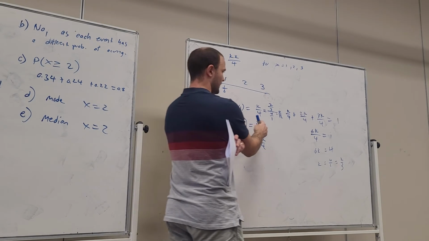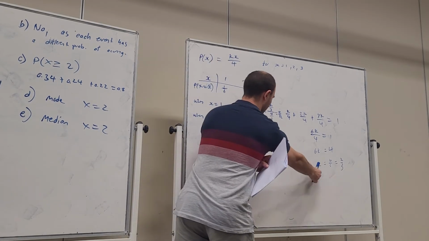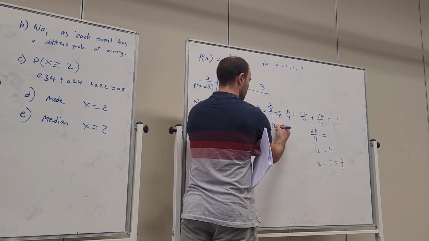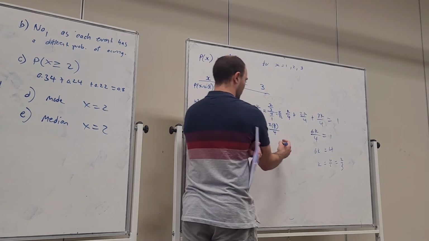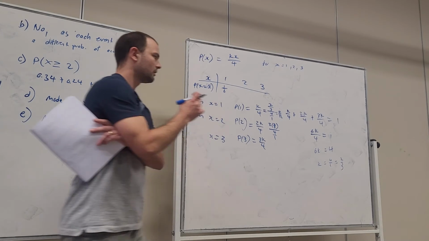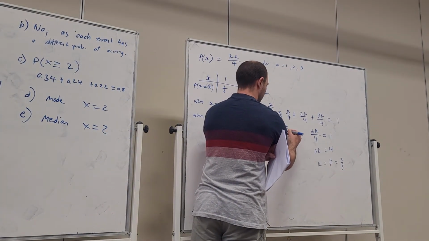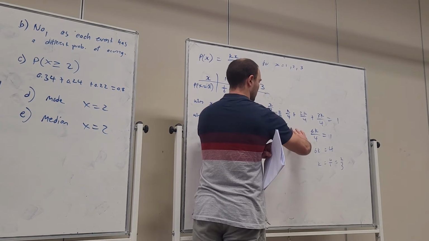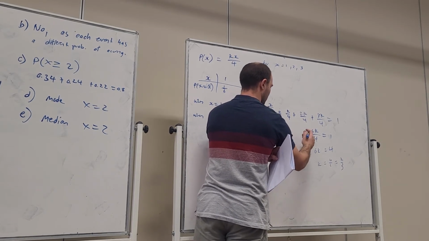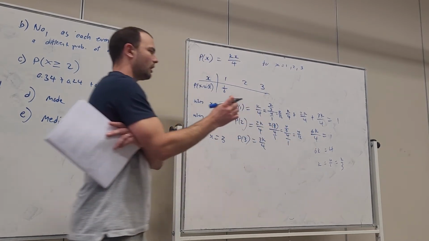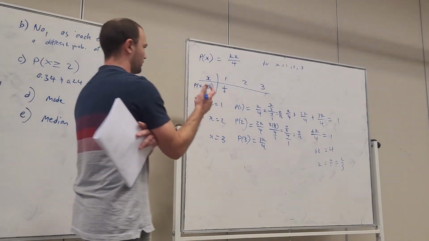Now we've said again, k is 2 on 3. That's what we've found here. So we've got 2k on 4. That's going to be 2 times 2 on 3 on 4 on 1. So that's going to be 4 on 3 on 4 on 1, which is 4 on 12, or 2 on 6, or 1 on 3.